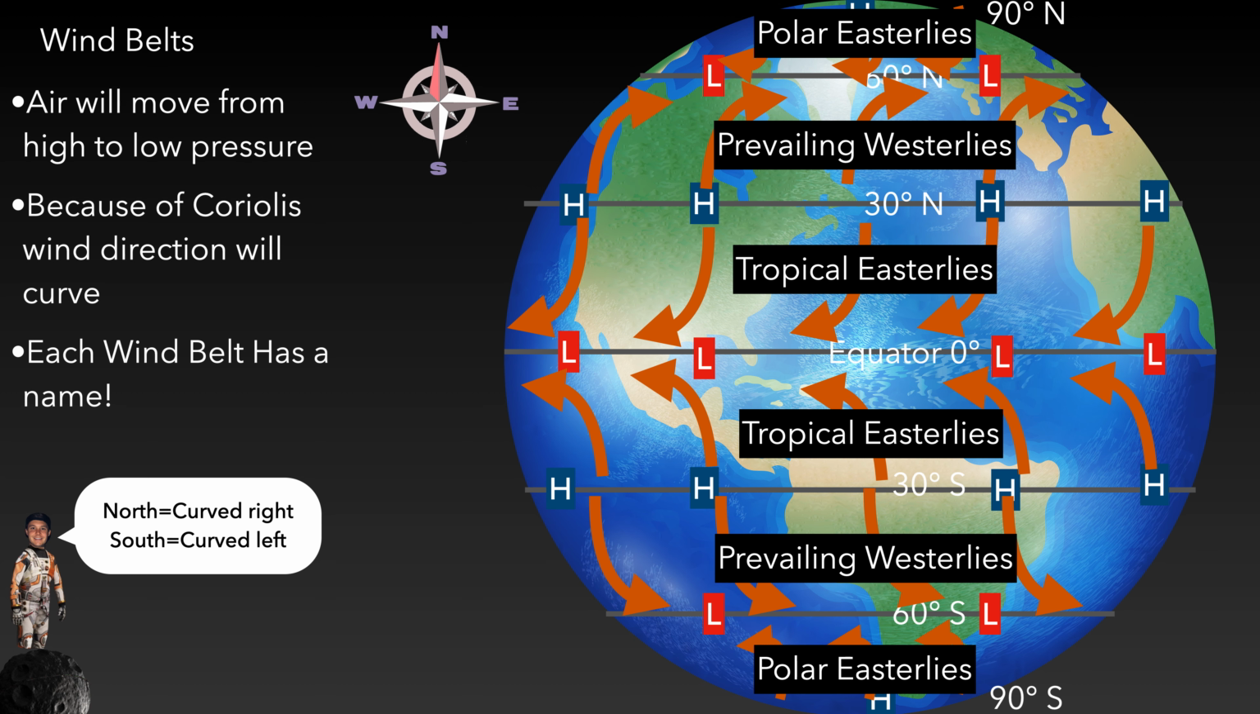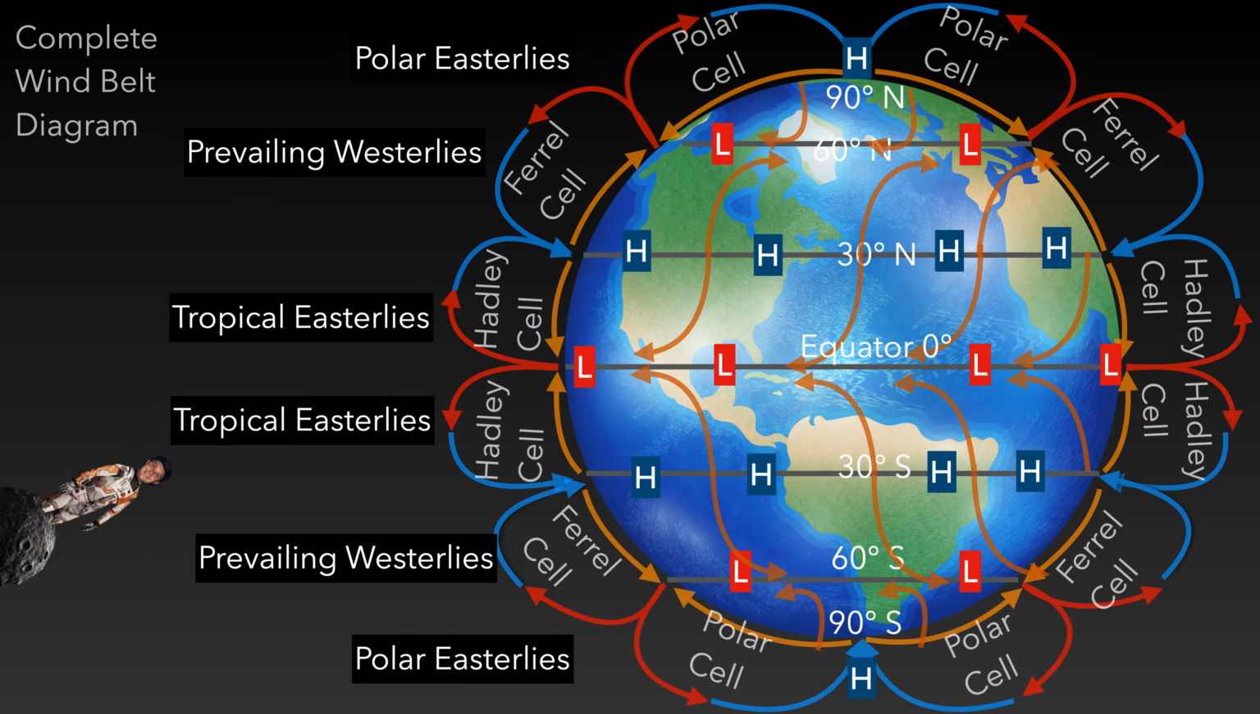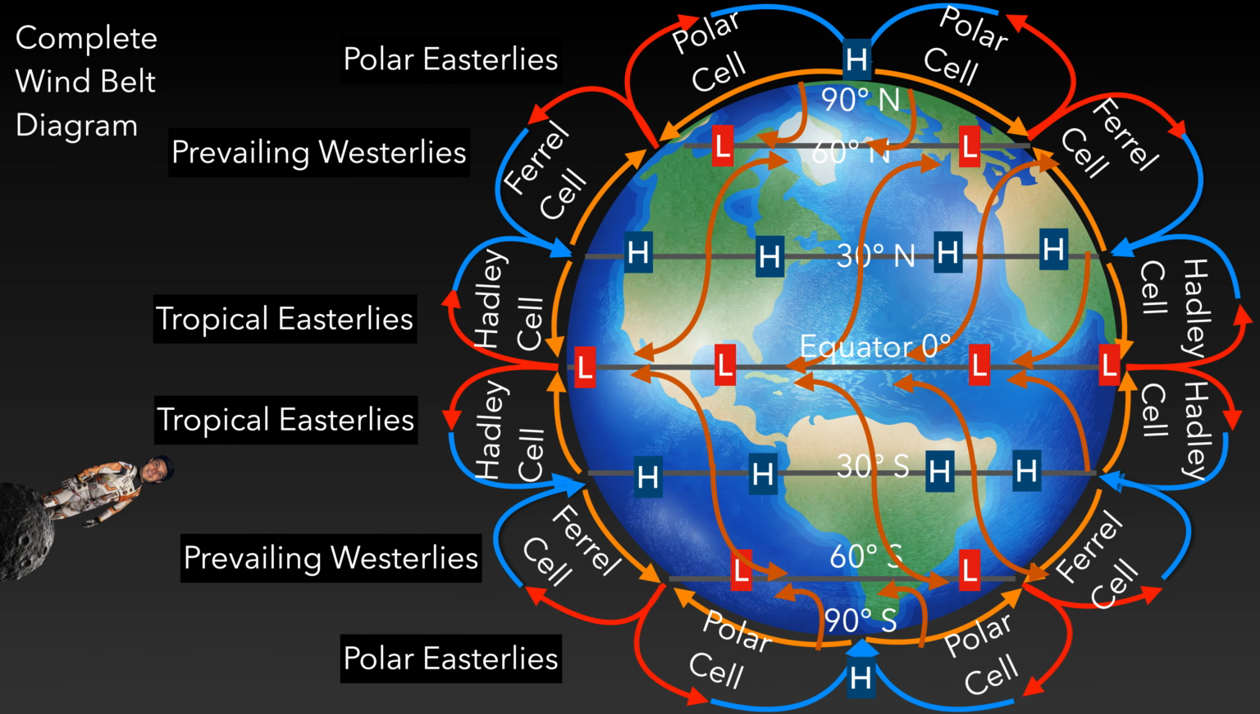So remembering the pattern of highs and lows, the arrows and their directions, and the names of these wind belts is the main concept of this section. So let's take a minute and recap all of this information together.